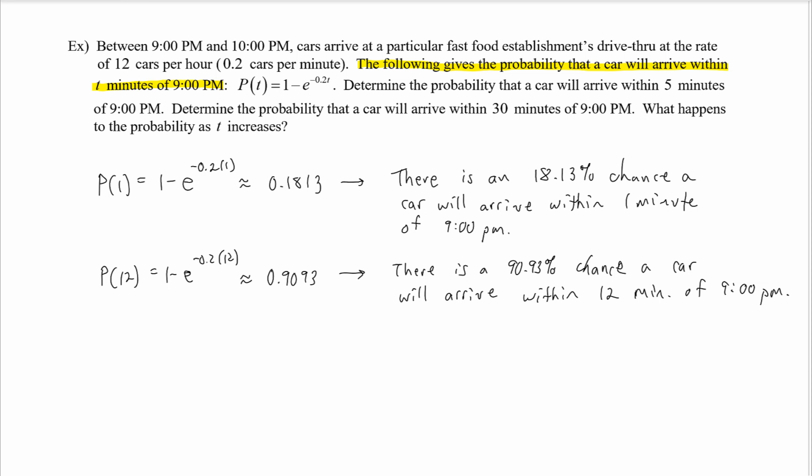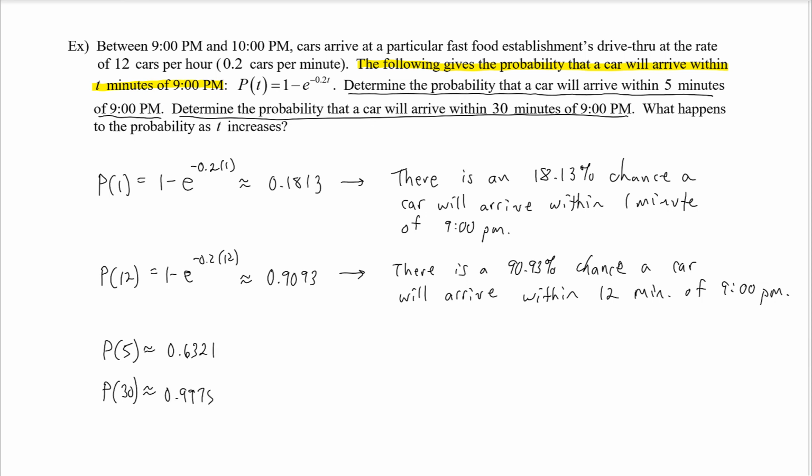All right, so what's it ask us to do? It says determine the probability that a car will arrive within 5 minutes. Then do it again for 30. What happens as t increases? Well, we just did 1 minute and 12 minutes, so let's go do 5 and 30. You saw me plug one in up here, so I'm not going to write that down again. Again, just use a calculator, no big deal. If you do 5 minutes, you get about 0.6321. And if you do 30 minutes, you get about 0.9975, which makes sense, right? The longer you wait, the more likelihood you're going to get a car in your drive-through.